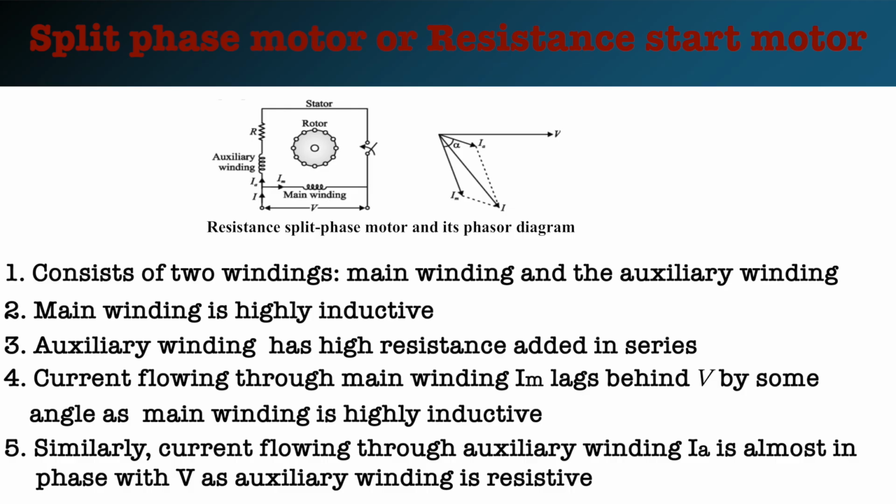because the auxiliary winding is resistive. So, the fluxes produced by these two currents will be placed at approximately 90 degrees from each other, and the resultant of these fluxes will produce a rotating magnetic field, and due to this rotating magnetic field, torque will be produced. A switch is connected in series with the auxiliary winding to automatically open the circuit when the rotor speed reaches about 70% of the synchronous speed. After that, the motor rotates only on the main winding.